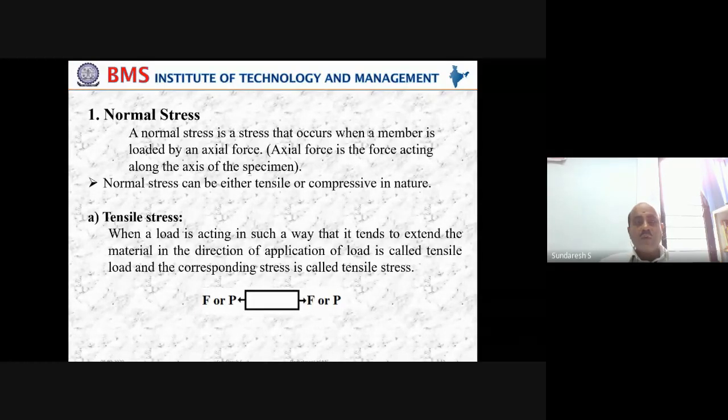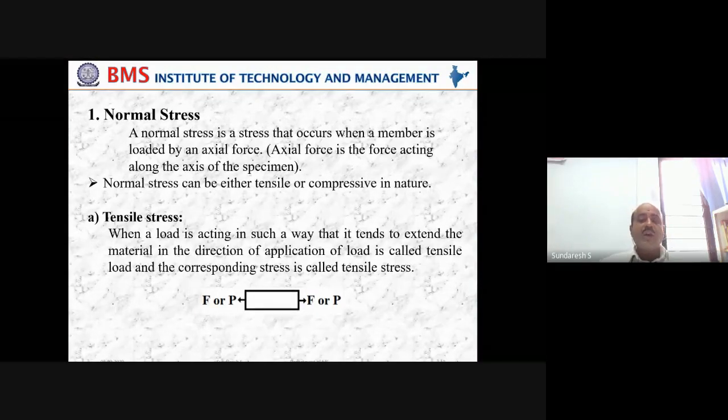When we say a member is subjected to tensile load, it means the member is subjected to two equal and opposite forces. Two equal in the sense they are equal in magnitude, but opposite in direction. Two equal and opposite forces acting along the centroidal axis, both acting away from each other. Then the body is said to be under a tensile loading.